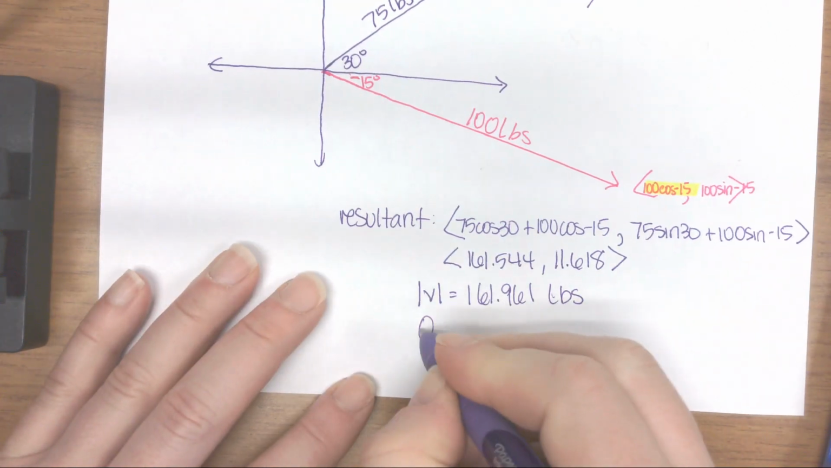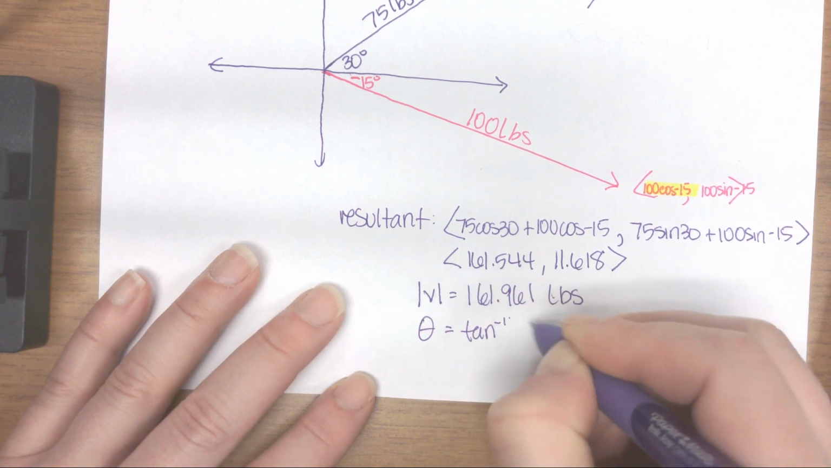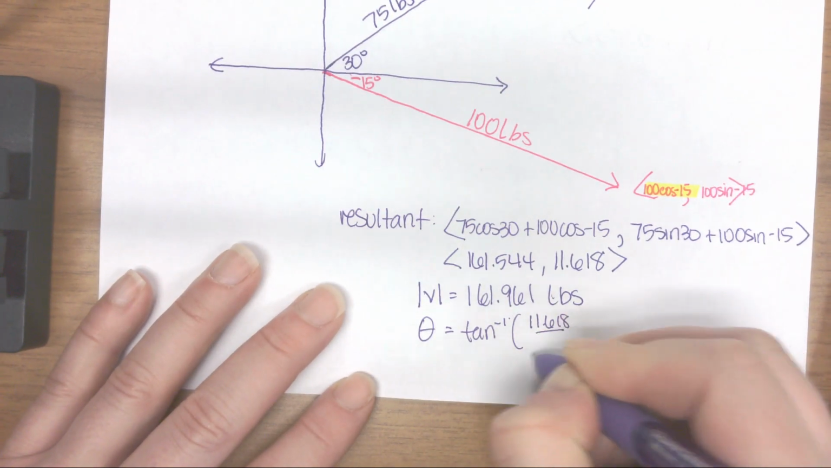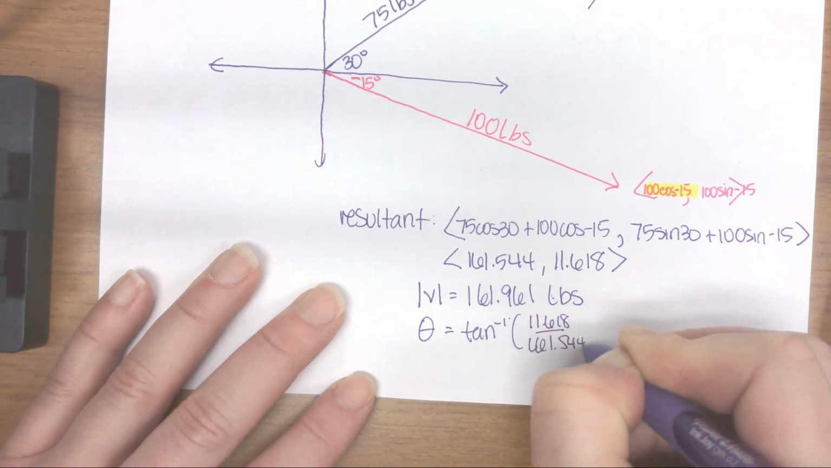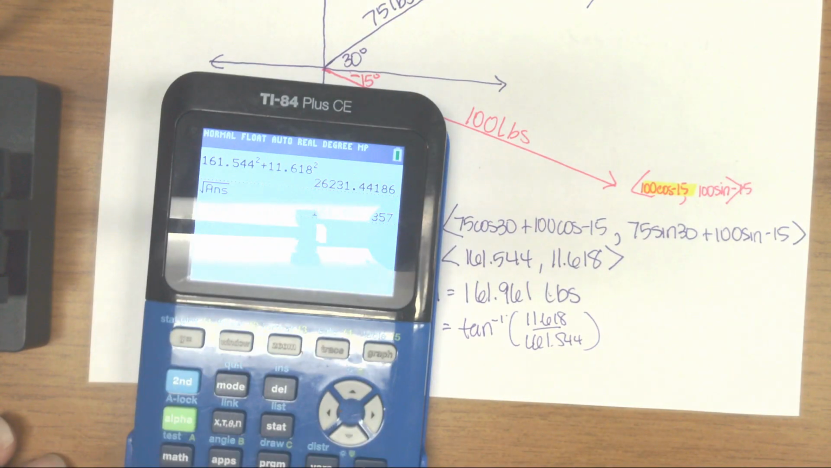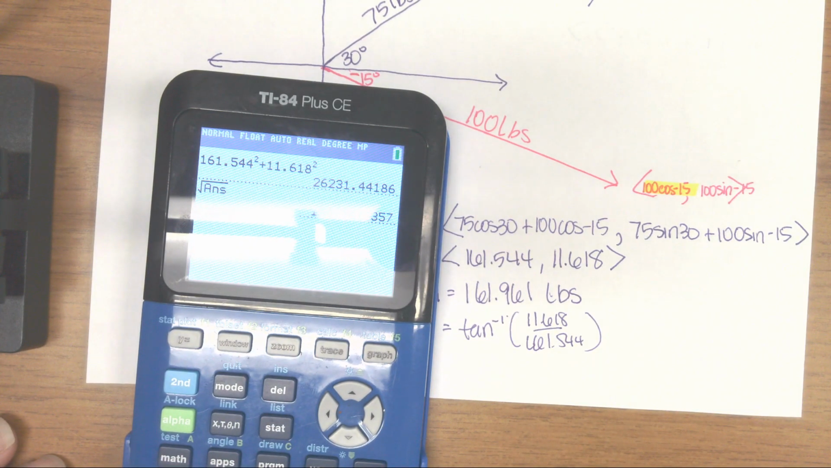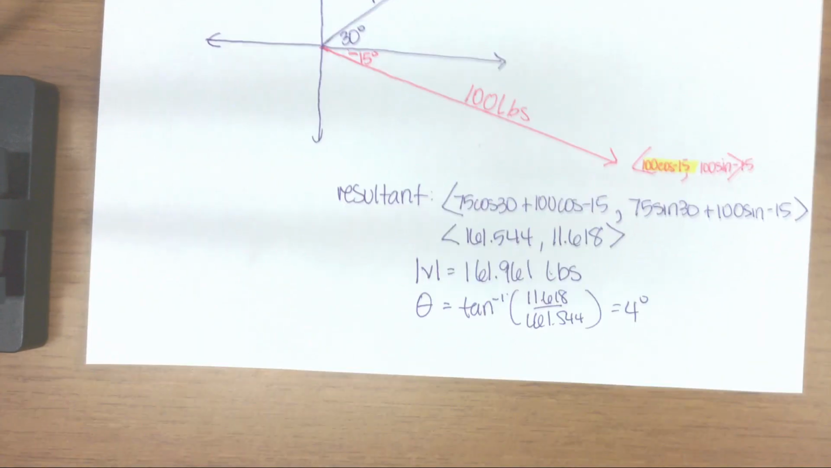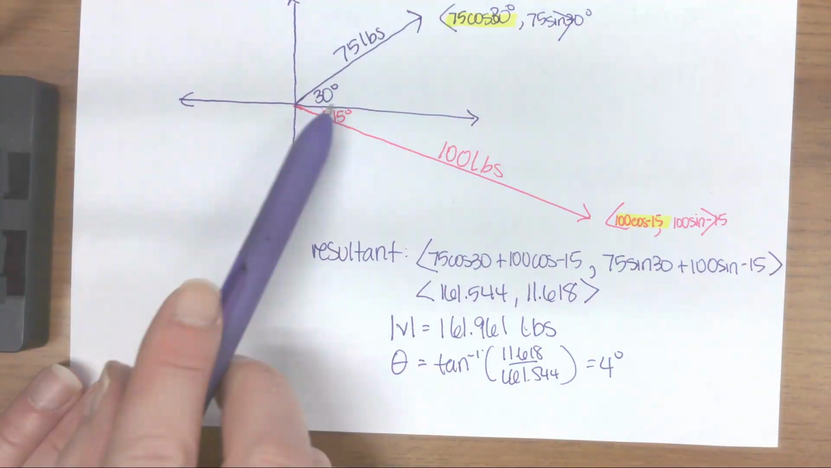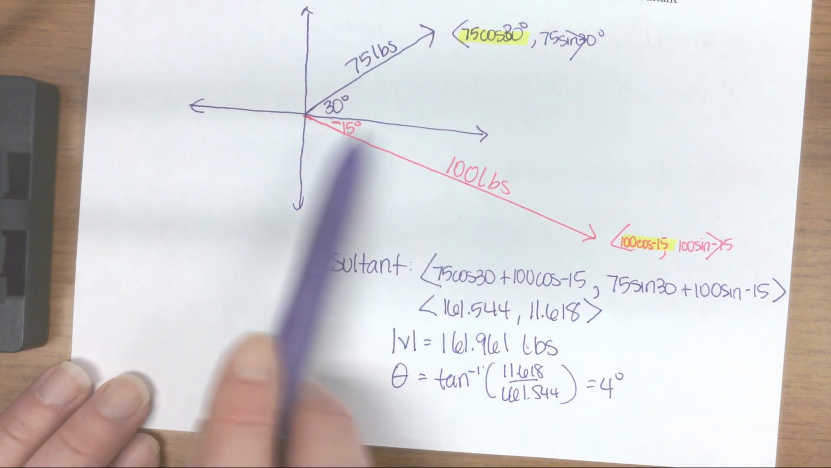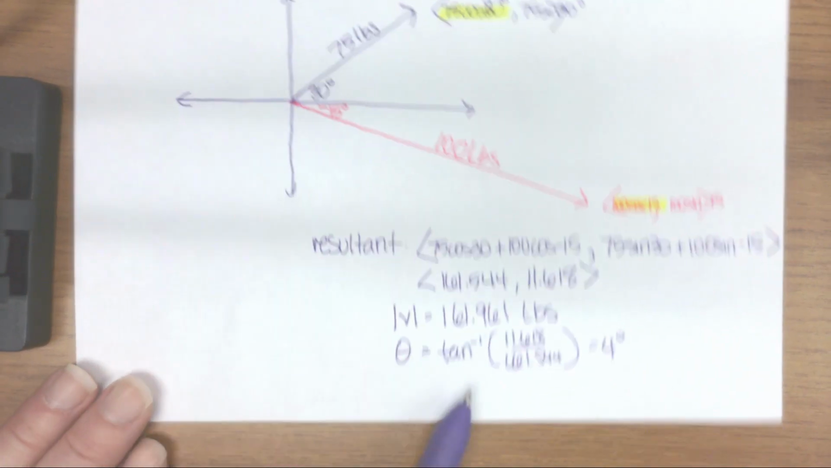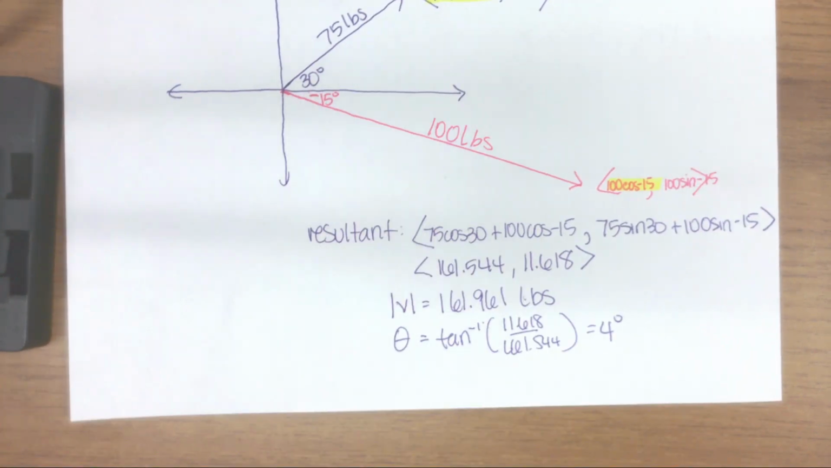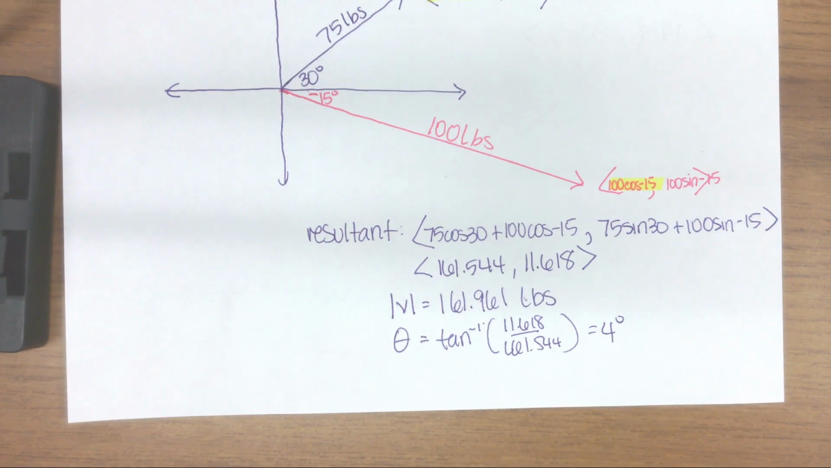And theta, I'm going to do tan inverse of 11.618 over 161.544. And I get 4 degrees. Okay, so hopefully that makes sense. Because even though this force was smaller than this, the angle was less than 30, so the result is it's still going to be going up in this direction. All right.